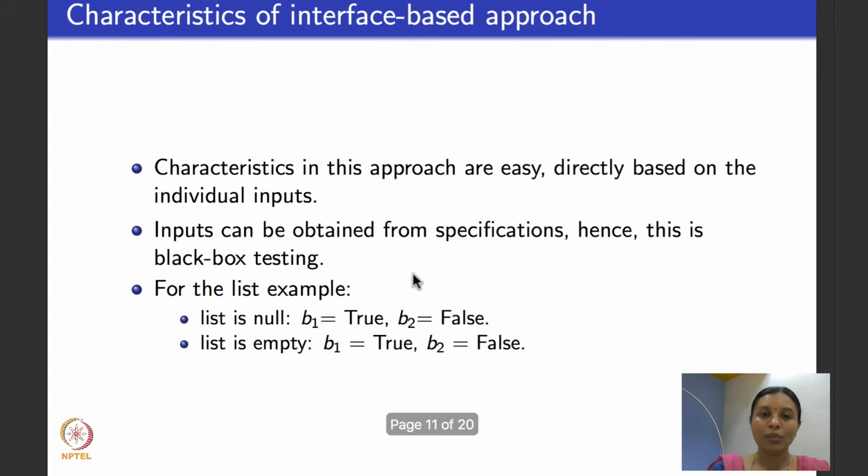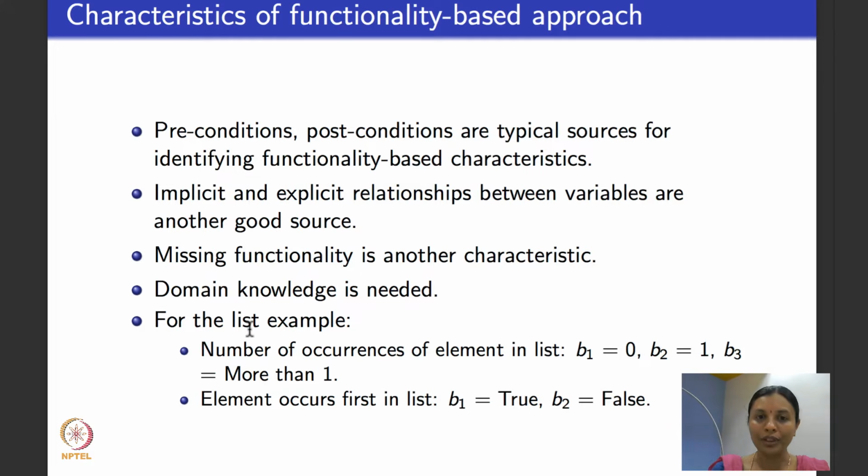So the interface-based approach directly considers the list and considers partitions of the list only. It doesn't ask whether the second input, which is the element, is there in the list or not. When we do functionality-based partitioning, we will take that property into consideration. That's what we do here.